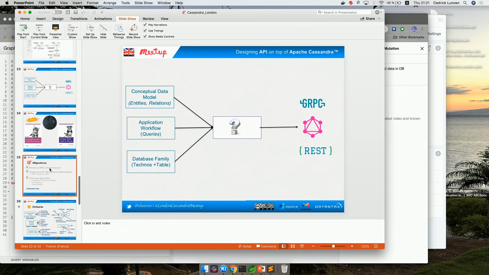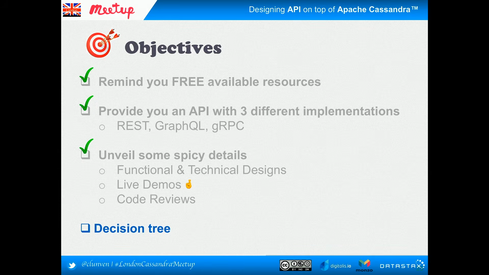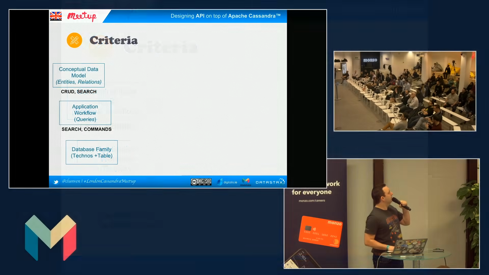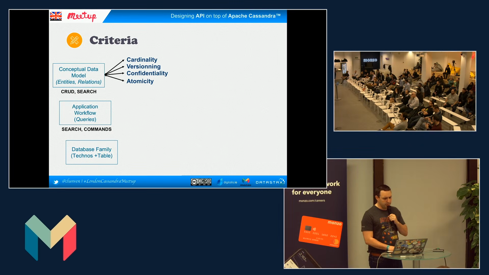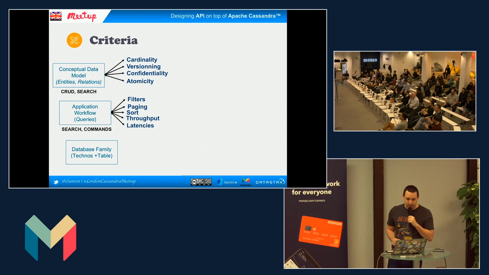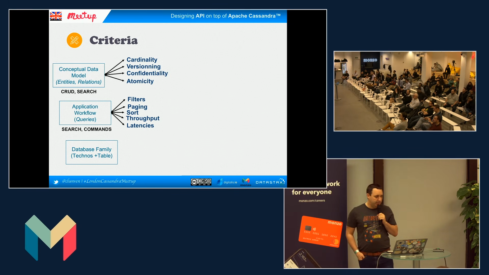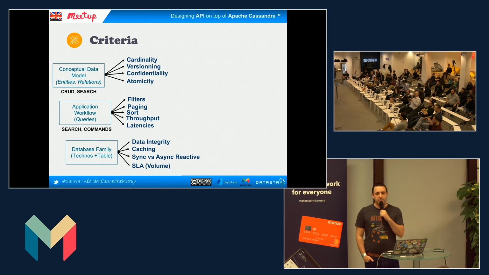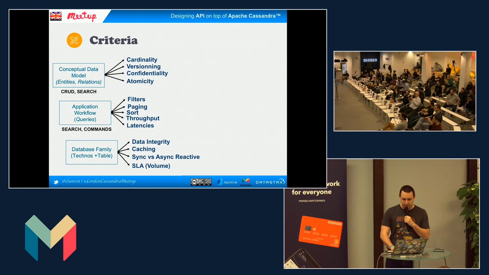We are architects, and we want a proper decision tree. Which technology should I use in which use case? So let's go. First, we need a serious list of criteria. Okay, so we use cardinality, versioning, confidentiality, atomicity. Okay. Filter, paging, throughput, latencies, very important. Integrity, caching, synchronous versus asynchronous, SLA, very important.